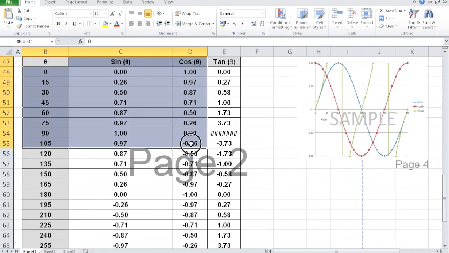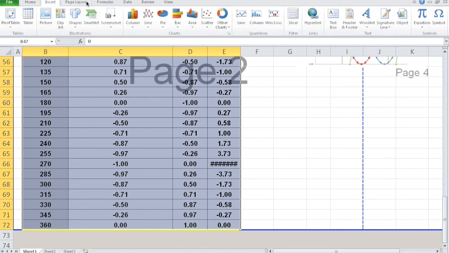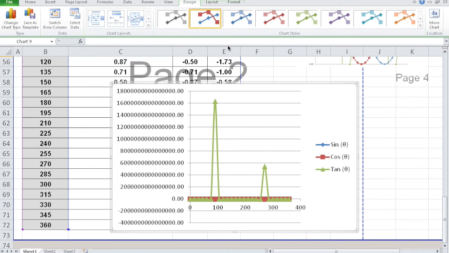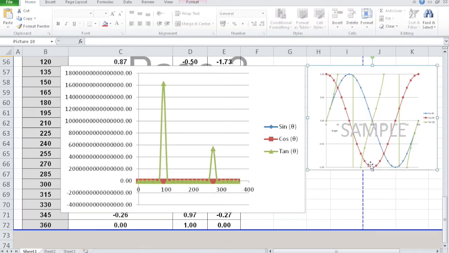Okay, you highlight. After highlighting, you go to insert, scatter with joint lines, and it looks nothing compared to that, no? Except that, of course, the legend is there.